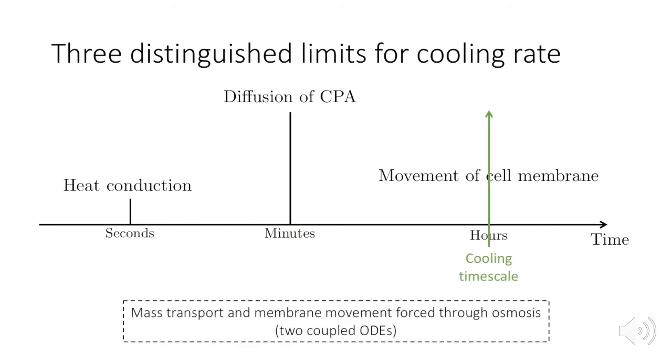Over the last timescale, you finally start to see the cell shrink. Now the system is only limited by how quickly the CPA can permeate the cell membrane, and the governing equations systematically reduce to the well-known Kedem-Katchalsky equations.